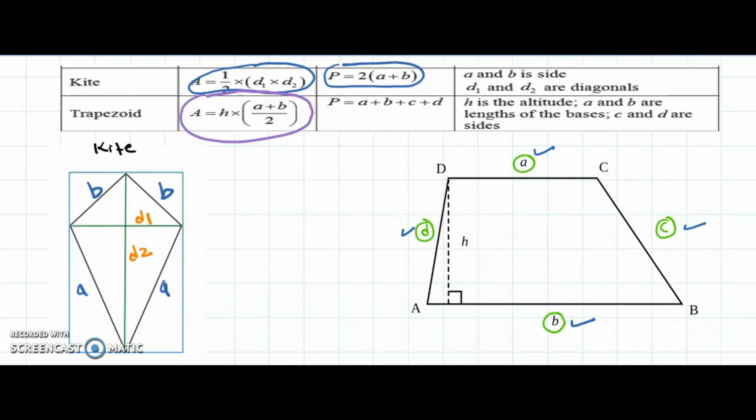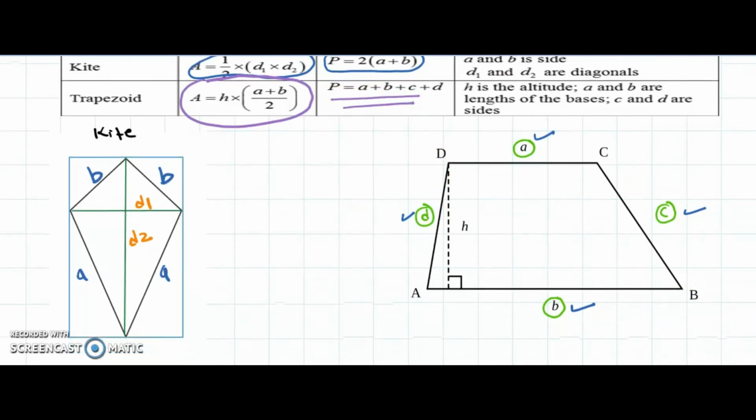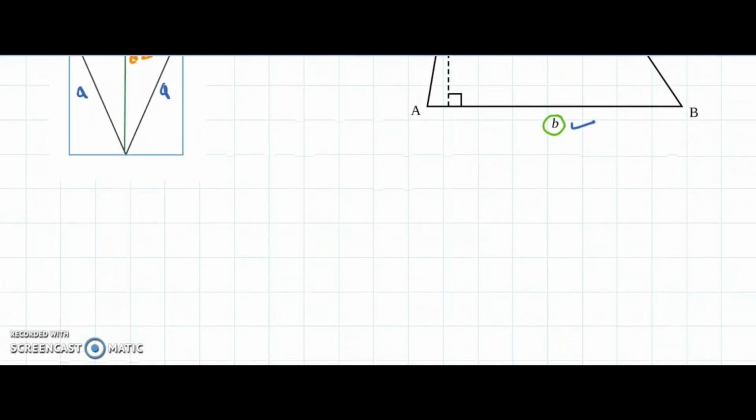And for the perimeter, as you usually know, it is the sum of the sides. So the sides are A plus B plus C plus D, and you can find out here that's the perimeter of a trapezium. Last but not least, let us talk about the circle.